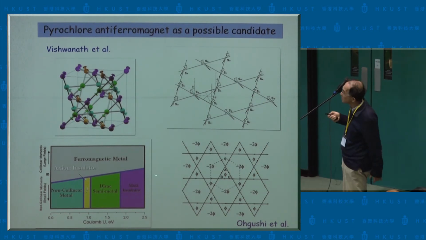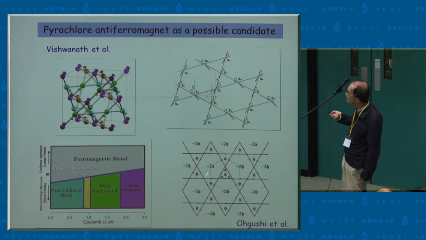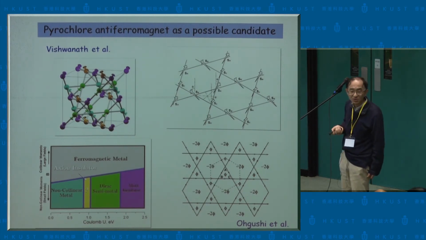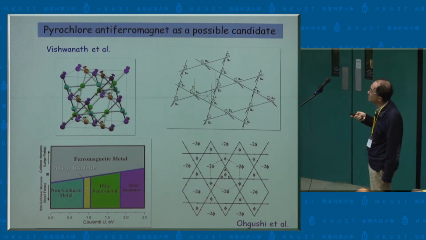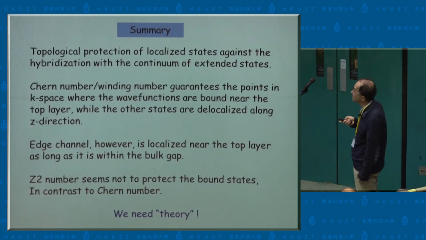Then this is the situation at the top. On the surface, you have quantum Hall systems, but the bulk, you have a trivial insulator. So this could be the possible realizations of the scenario I just described.